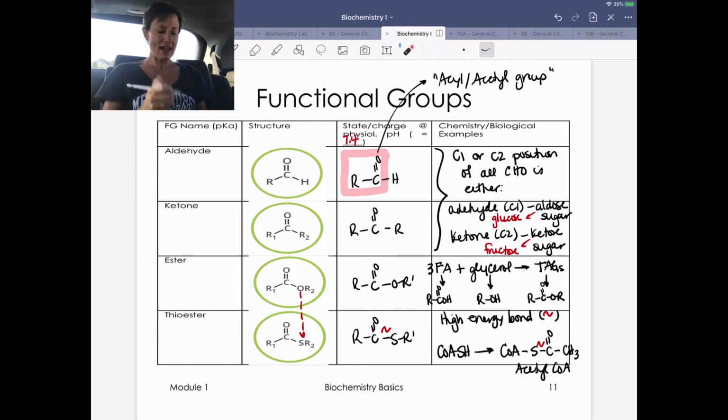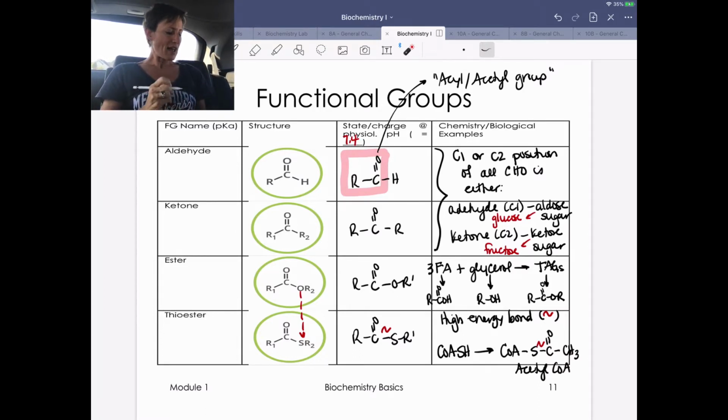You have a hydrogen, you're an aldehyde. You have another carbon atom, you're a ketone. You have an OR group, which we call an alkoxy group. That's going to be an ester. And if you swap out that oxygen for a sulfur, we call that a thioester. So thinking about where we find these and why they're important.